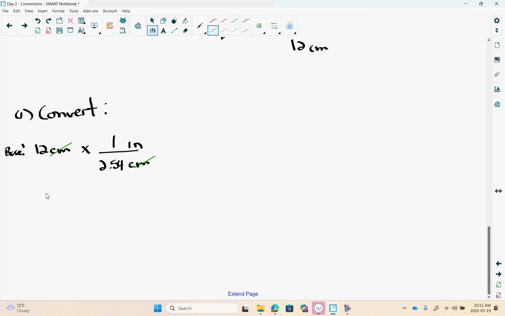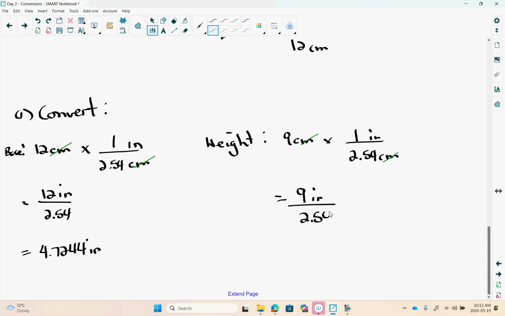I want to convert the height. The height is 9 centimeters. I'm going to multiply that by the same conversion factor. 1 inch is 2.54 centimeters. The centimeters will go away. I'm going to end up with 9 inches divided by 2.54. There's no centimeters left. They canceled. 9 divided by 2.54 gives me 3.5433. And that's inches.